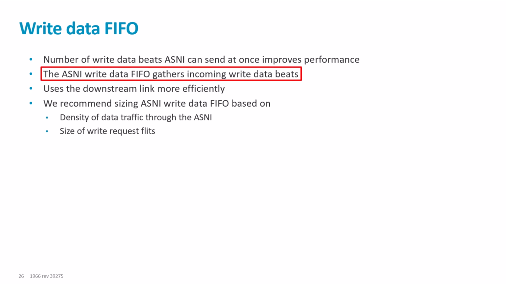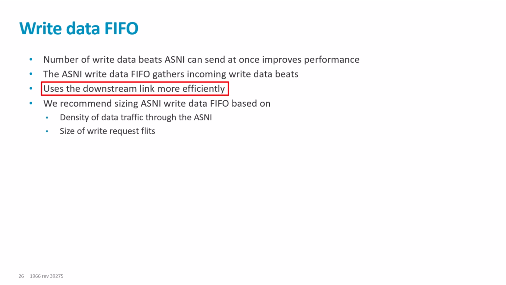The ASNI Write Data FIFO gathers incoming write data beats from the AXI requester. By gathering the write data beats for a transaction, the ASNI ensures that it sends as many flits as possible in a short duration. It therefore uses the downstream link more efficiently, reducing the number of cycles that the downstream flit buffer is allocated for the outstanding flit.